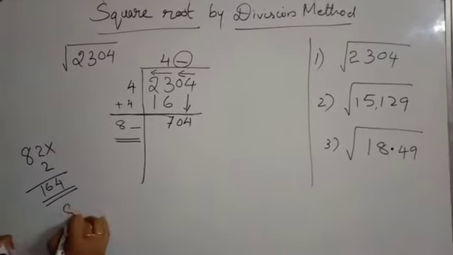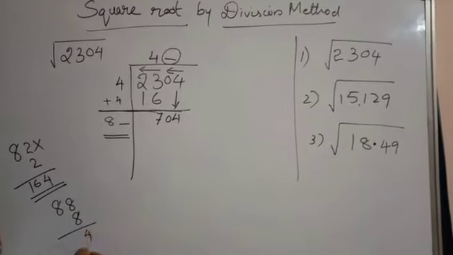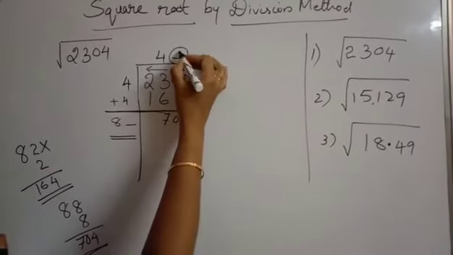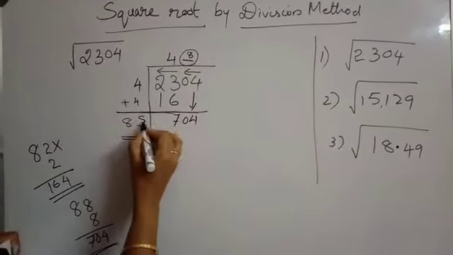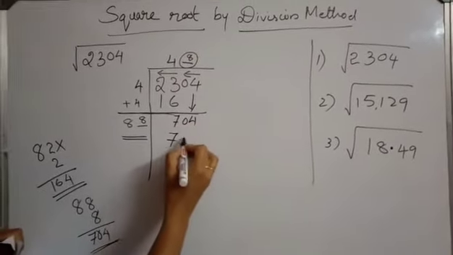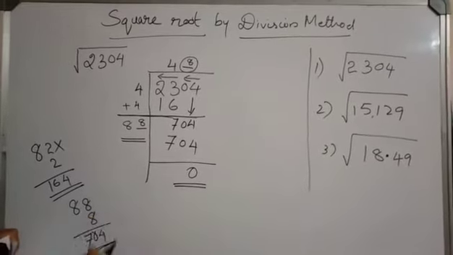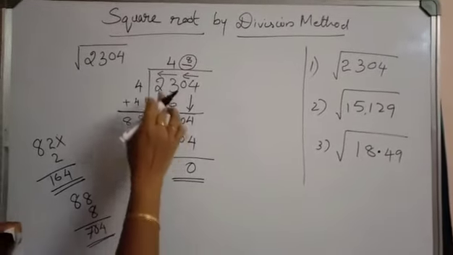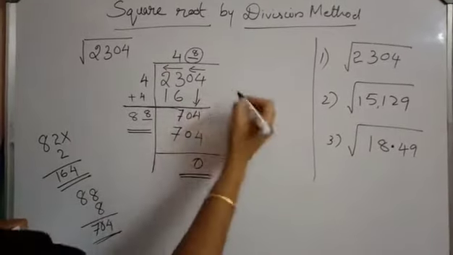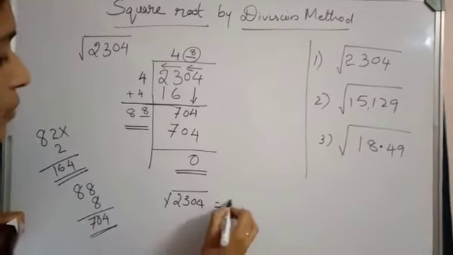Now let's consider 88. 88 into 8. 8 8s are 64. 704. So the number you need here is 8 and this will be 88. When you are multiplying 8 with 88, you will be getting 704 and your remainder will be 0. Therefore, we can say that the square root of 2304 is 48.